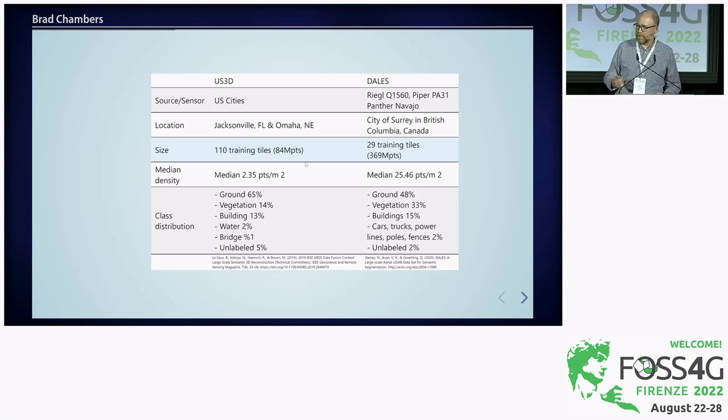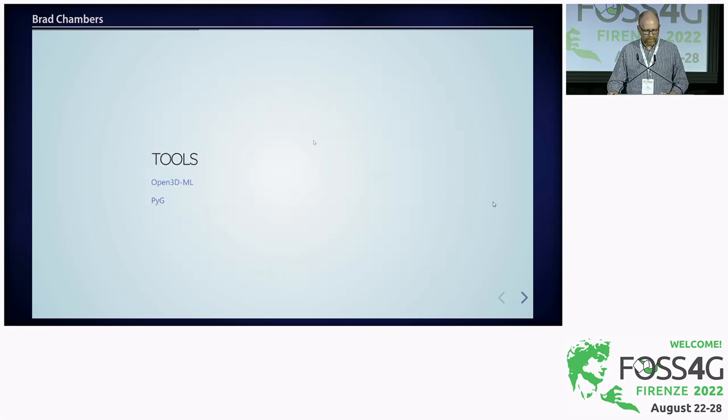There are some others, and this is a good example of where we get into some of the non-standard classes of cars, trucks, even fences. But they're really much smaller numbers. All of those together were less than 2% of the entire data set. So for the rest of this talk, I'm really going to be focused on US3D. That's where I've done most of my work.